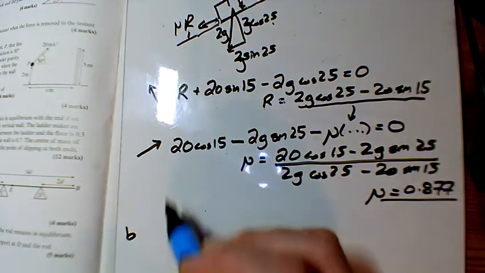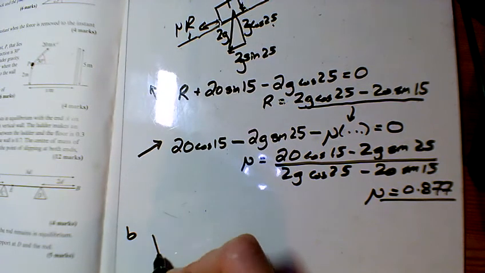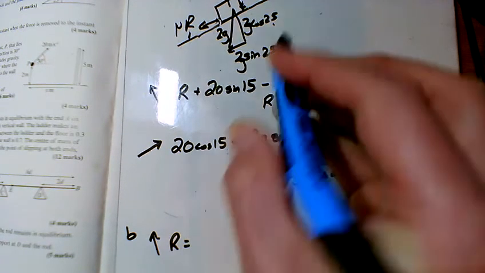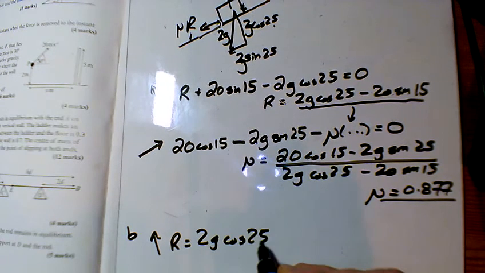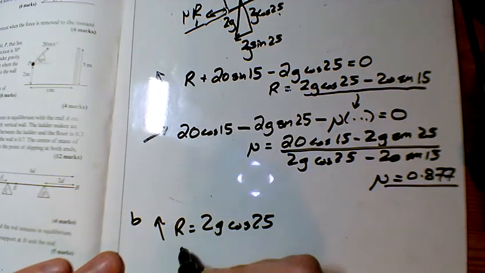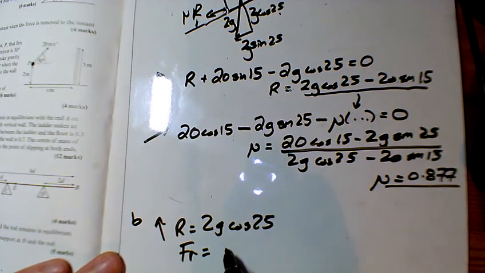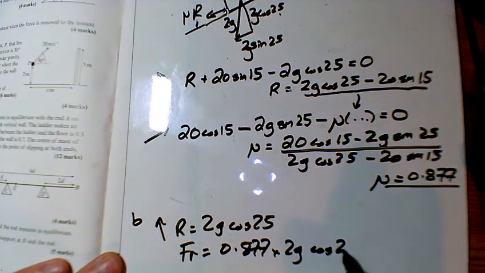First of all, I need to find out what the new normal reaction is again, because it's changed. The normal reaction now is just the 2g cos 25. There's no force pulling up here anymore, so we've got a new normal reaction. That means we've got a new friction. The new friction is 0.877, that's not changed, times 2g cos 25.